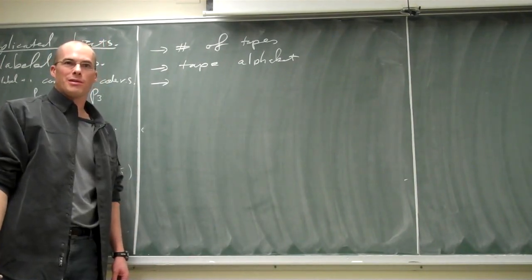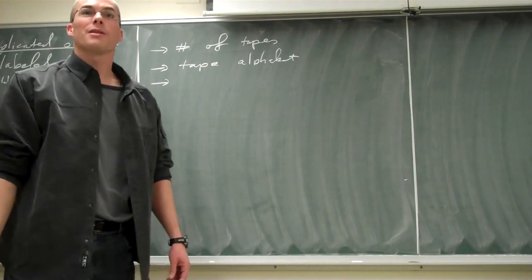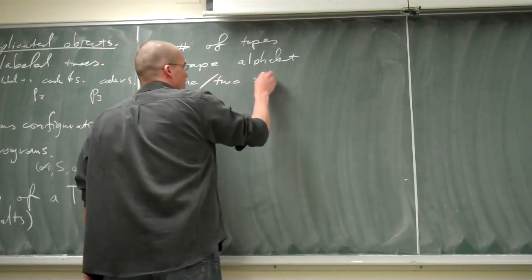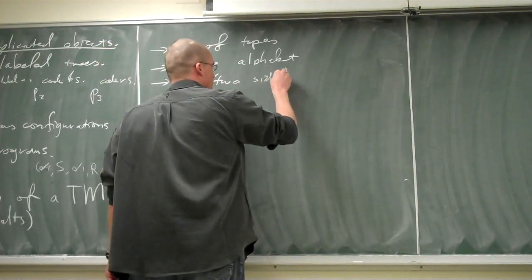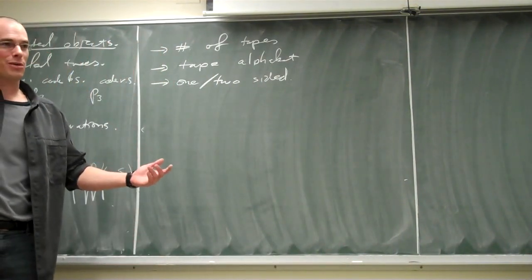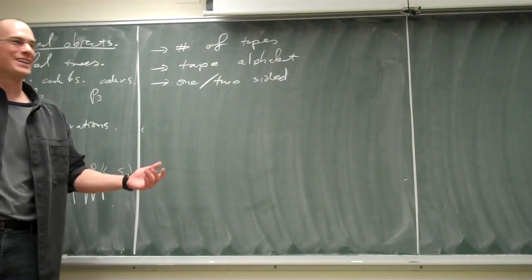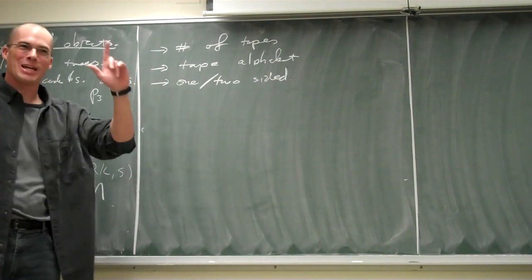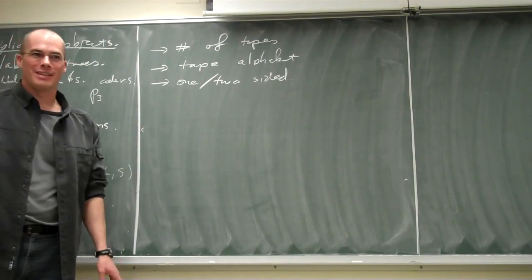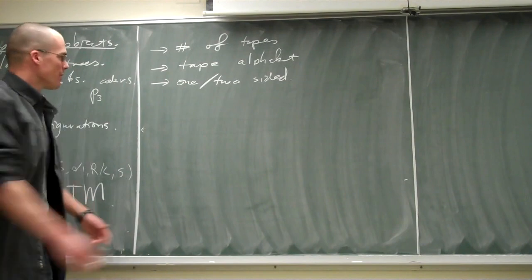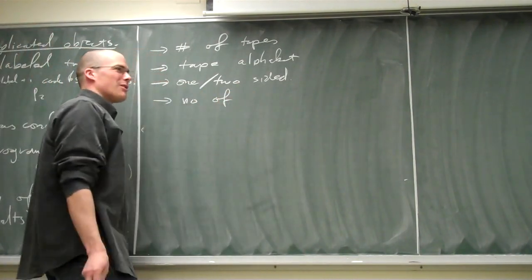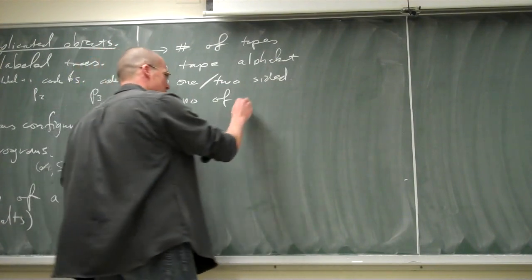Any other things you might want to change? 1 or 2-sided. Pardon? 1 or 2-sided. Anything else which I didn't mention, which you wonder about? Oracles. Not this list. That matters. Yes, that changes things. If it has to move left or right, or if it just number of steps. Number of moves per step.